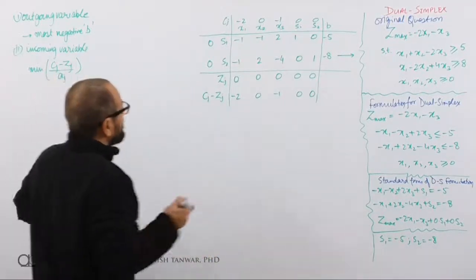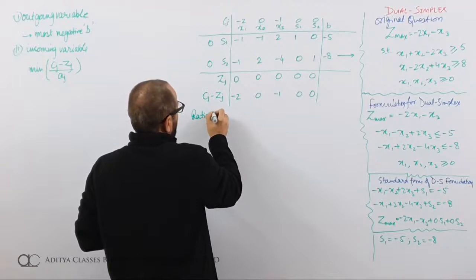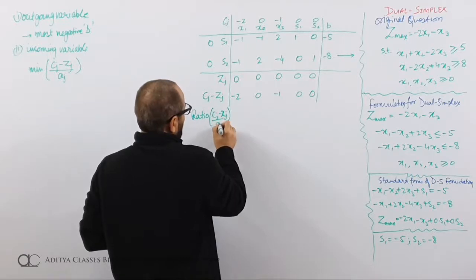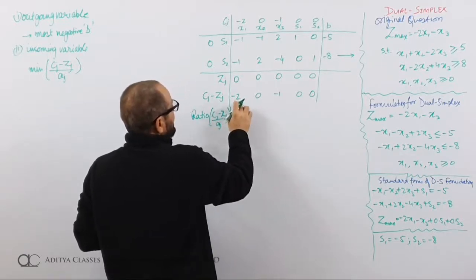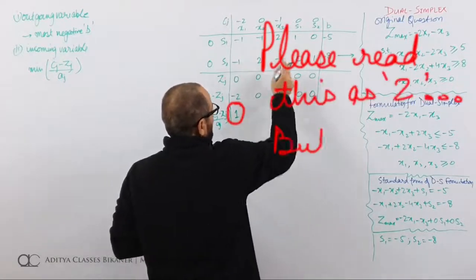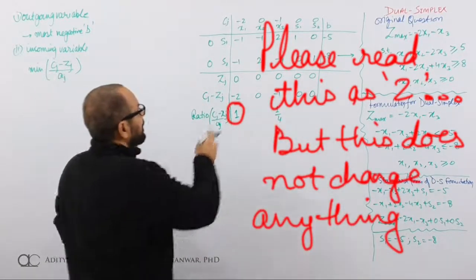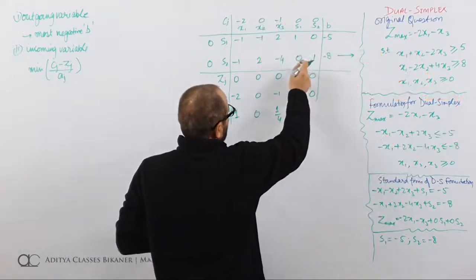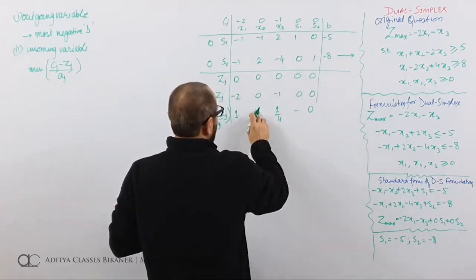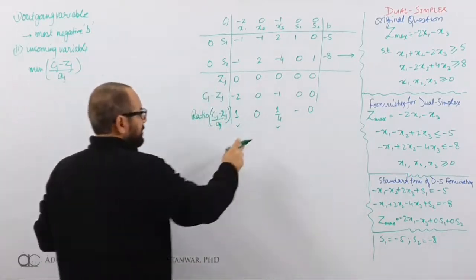Minimum from these values. So the ratio Cj minus Zj upon Aj would be: minus 2 upon minus 1 giving me a 1. Minus 1 upon minus 4 giving me a 1 by 4. Remaining would be 0 divided by 2, which would be a 0. So all I need is this value and this value. Minimum from these ratios is this one.